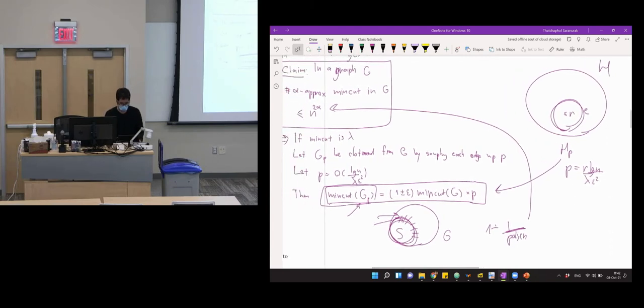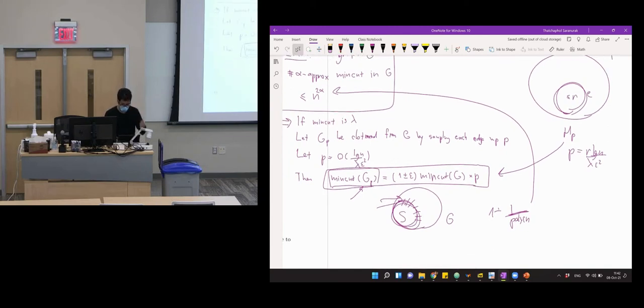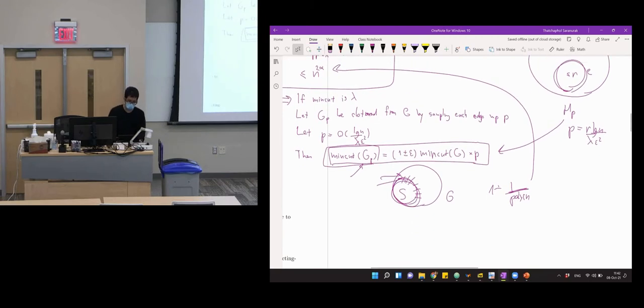So what is good about this? Well, the thing is that in class, actually on Tuesday, I'm gonna tell you. So here you can see that the min cut in GP is around actually log n, right? Because you multiply this thing by p. So the min cut in GP is small.